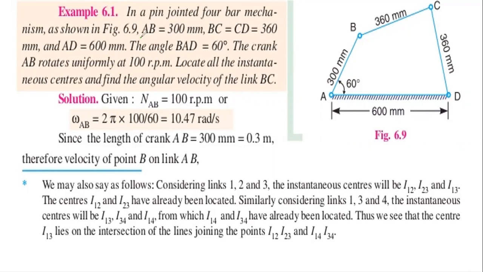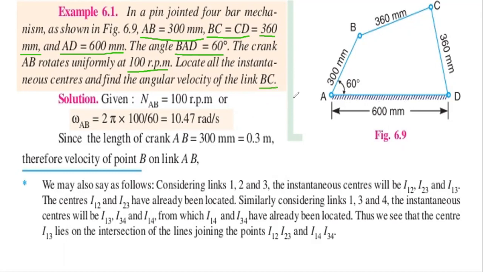AB is equal to 300 mm, BC and CD, these two links have the same length, that is 360 mm, and AD is equal to 600 mm. The angle BAD is 60 degrees. By this we are going to draw this 4-bar mechanism, and the crank AB rotates uniformly at 100 rpm. So the speed of the AB link is given. Locate all the instantaneous centers and find the angular velocity of the link BC.